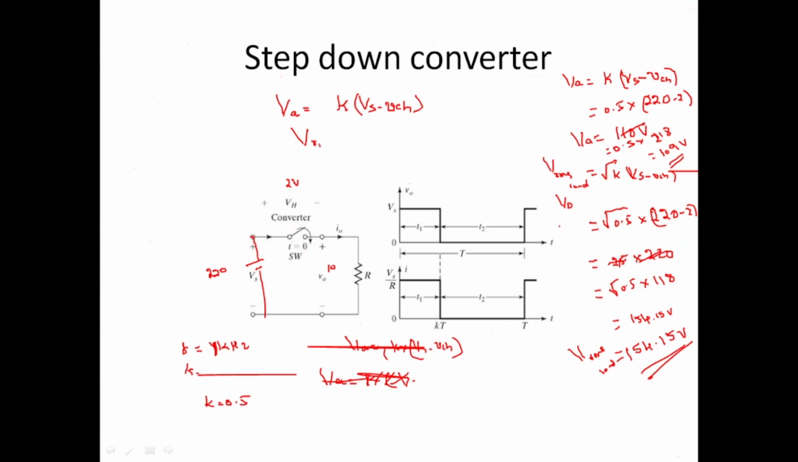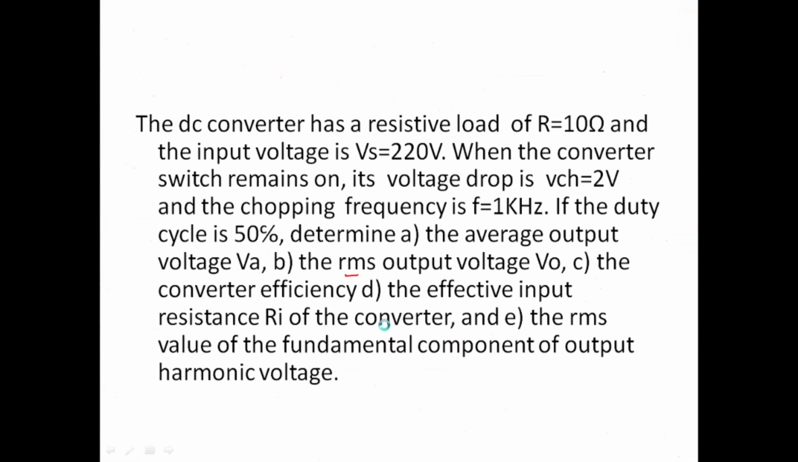The V RMS of the load, if you consider a chopper loss, I should write as root of K into Vs minus V chopper. In this case, V chopper is 2 volts in my example. Vs is anyhow 220. K is 0.5, I should substitute 0.5 here. That's all. This is what we did so far. Next part.